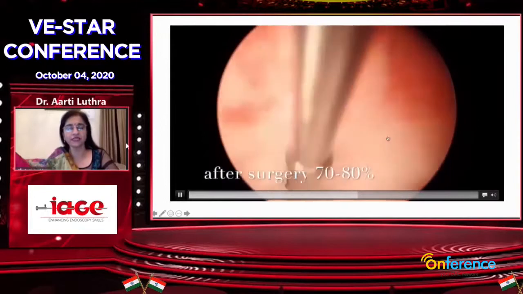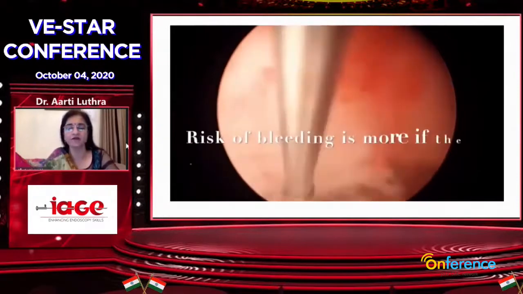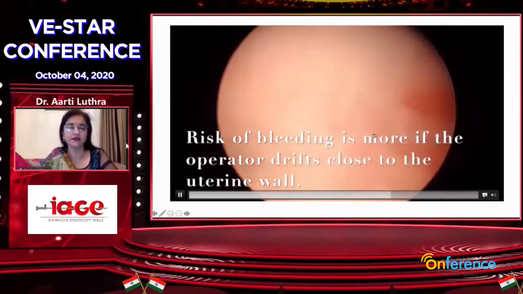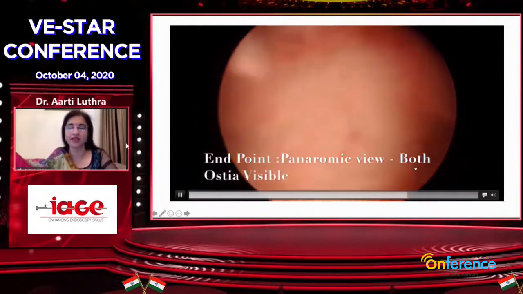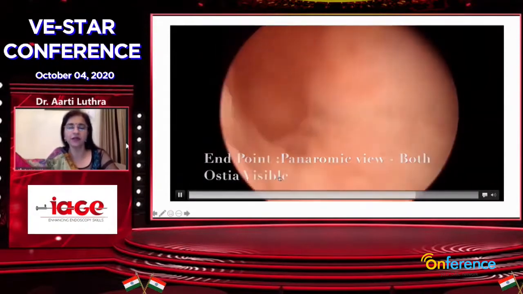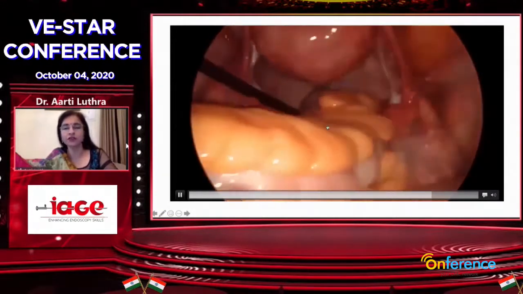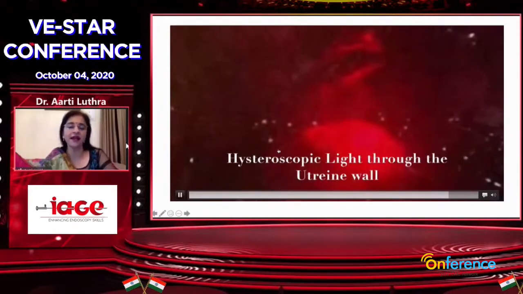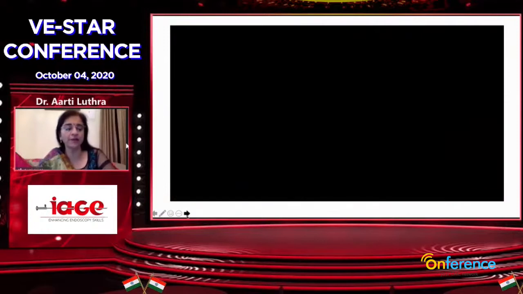But a proper resection gives a good overall pregnancy rate of 70 to 80% after the surgery. The risk of bleeding would be more if the operator is drifting close to the uterine wall rather than being towards the center of the septum. And the endpoint for the surgery would be the panoramic view, when we can see both the ostia clearly. Most of the time, if you are doing a concomitant laparoscopy, we see a broad fundus. And this sign, I like to check, that you see the hysteroscopic light transilluminating through the laparoscope without any light.